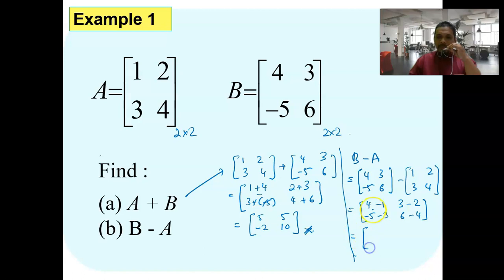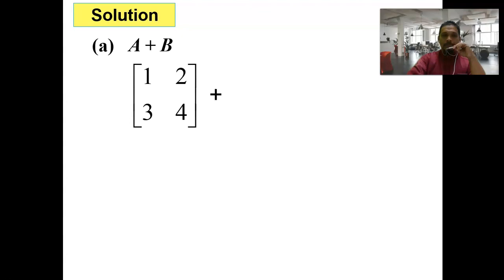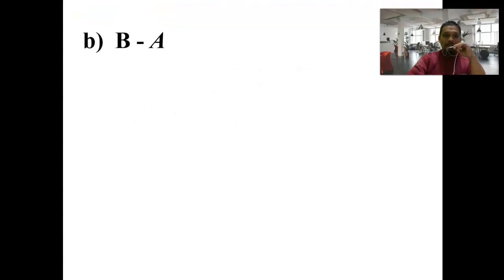So 4 minus 1 equal to 3. 3 minus 2 equal to 1. Negative 5 minus 3, negative 8. 6 minus 4 equal to 2. Okay, never mind, I made the solution earlier, just now. So leave it there.